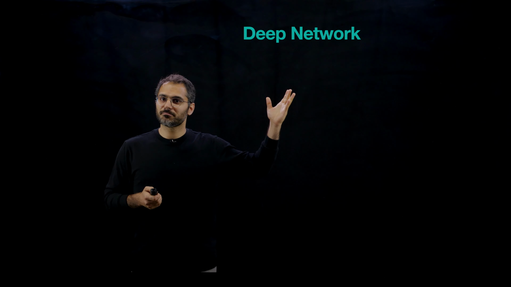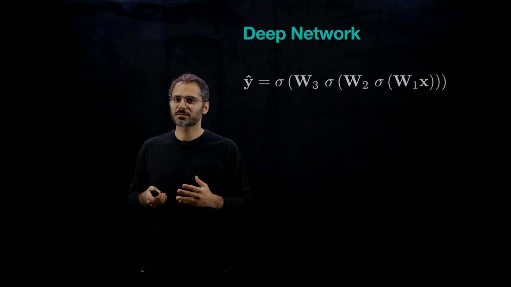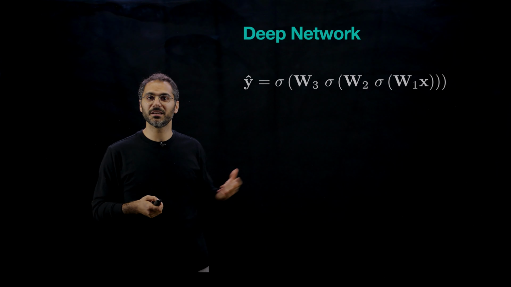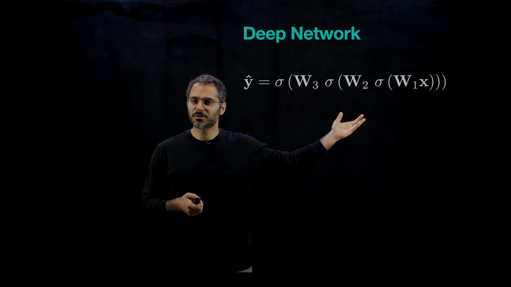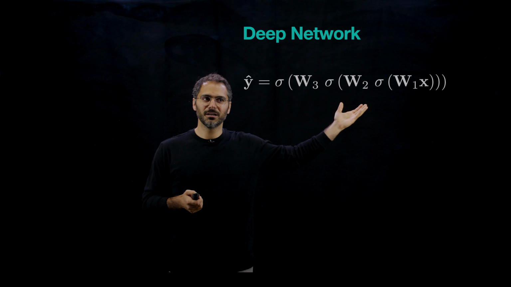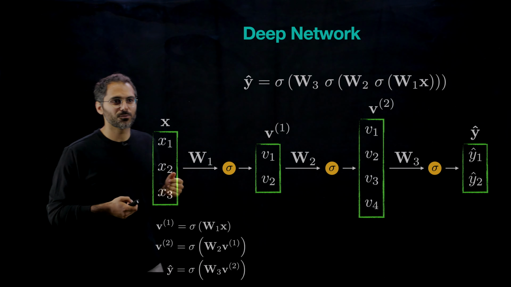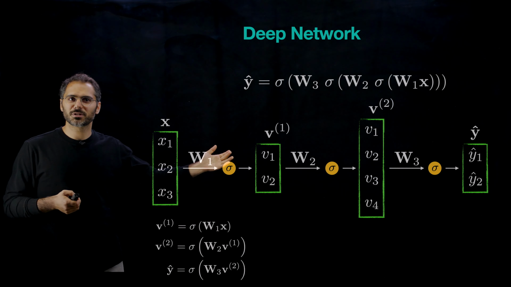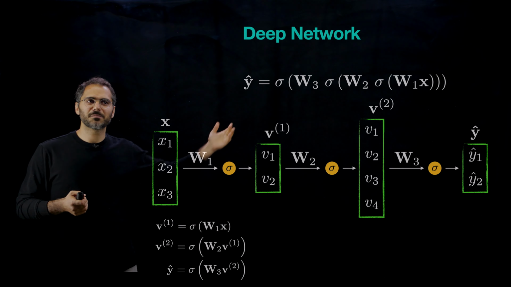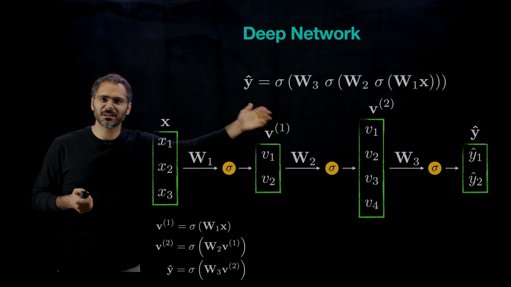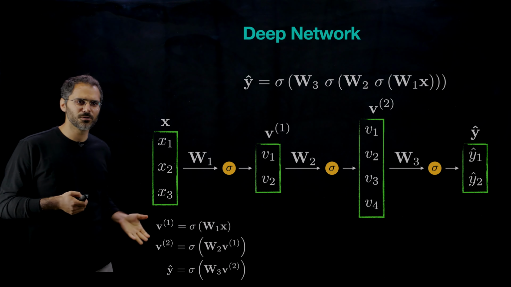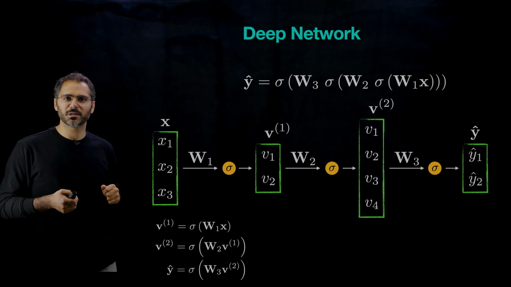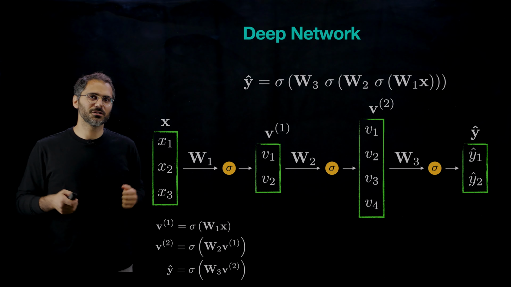Deep networks. So we said what a neural network is. What is a deep network? Well, it's simply a neural network with many hidden layers. So now this is an example of a deep network where I added one extra layer. It will look something like this, where you have x, it maps to some hidden layer v1, and then it maps to another hidden layer v2, and finally to the output y hat. And now you can write this again in terms of the sequence of these operations. So this is all a deep network is.